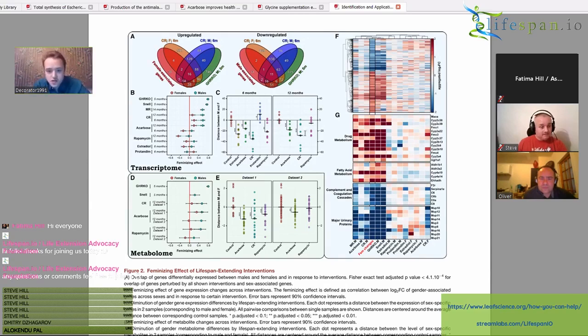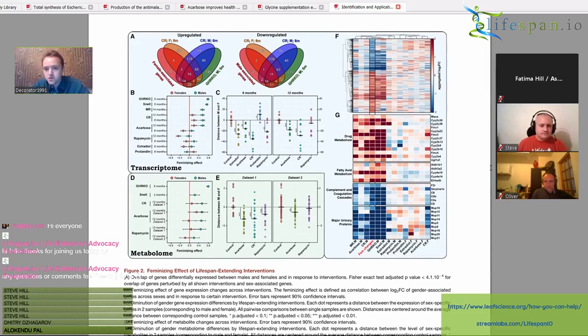Of course, there are some exceptions. Some circles are higher than others, but statistically we see such an effect for every individual intervention except for proton-dim, for some reason. So when we looked at the particular genes involved in this feminizing effect, we obtained panels F and G. Here you can see which genes are involved in this feminizing effect.